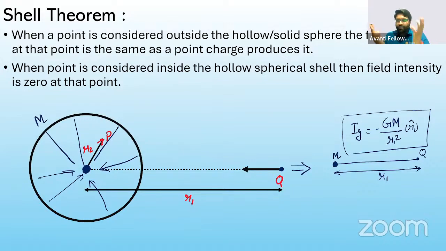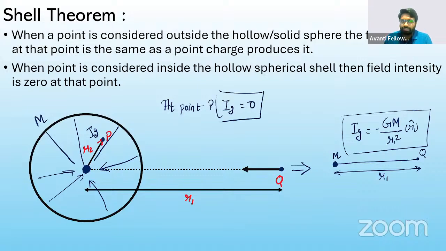So if this is a hollow sphere and there is a point P inside it, we want to calculate Ig. At point P, Ig will become zero. This is the simple case. Now you will ask, what is the gravitational field intensity for a solid sphere at an inside point? If the point is right here and this sphere is solid, then what is the gravitational field intensity? I'll tell you.